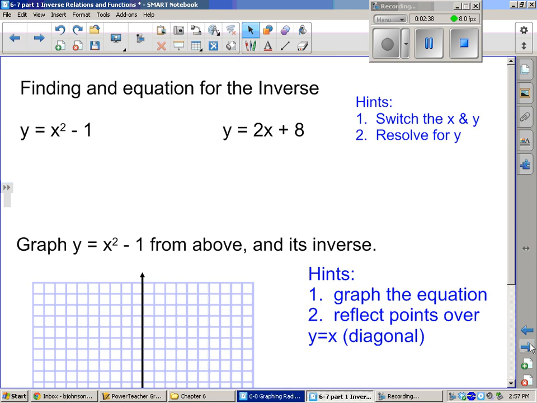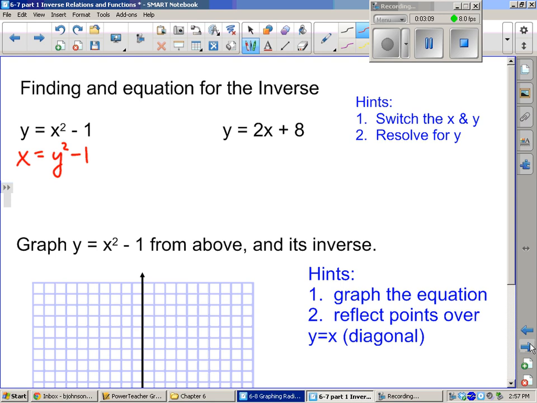Okay, finding an equation for the inverse. All we're going to do, look at the hints over there. We're going to switch the x and y, and then we're going to resolve for y. All right, switch x and y, so the x goes there and the y goes there. So all the math stuff stays where it was. Right, everything else stays. We just switched those particular letters, but things with them stay there.